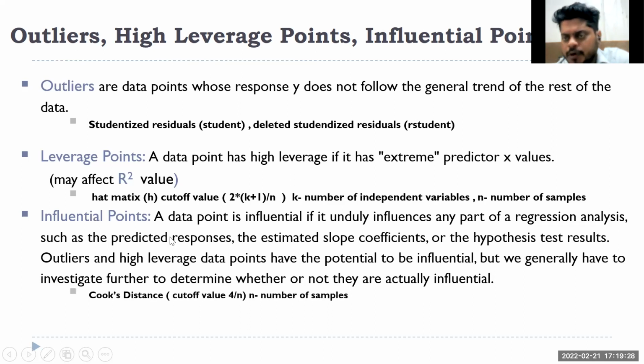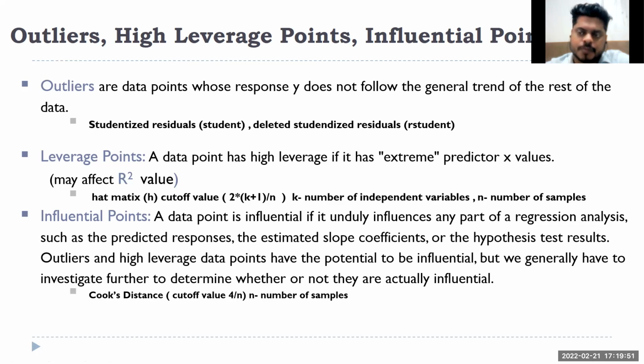So influential point, generally we measure by Cook's distance. The cutoff value of Cook's distance is very simple: 4 by n. So if I have 16,000 data points, 16,019, 4 divided by 16,019 will be close to 0.00025, right? So that is my cutoff value for an influential point.